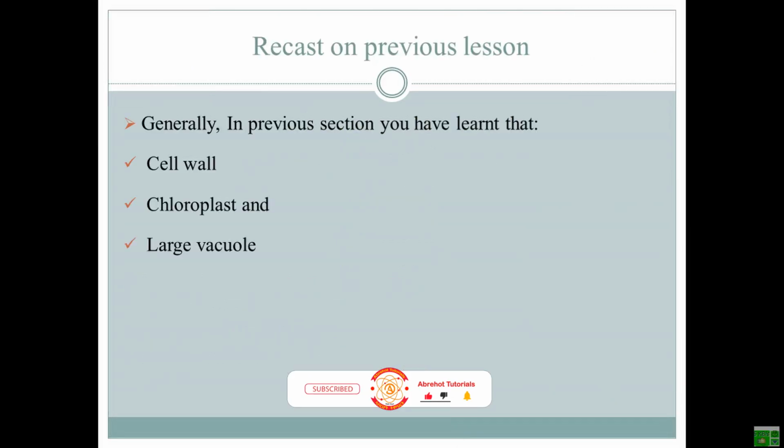When you are revising the previous lesson, generally in the previous section you have learned that there are three organelles that are found only in plant cells. The first one is the cell wall. As you remember, the cell wall is a semi-rigid structure made up of the carbohydrate called cellulose, and it is also the non-living part of the cell which has a support and strength function for the cell.